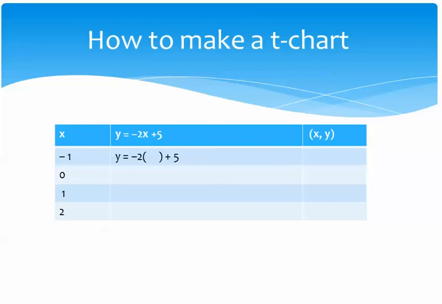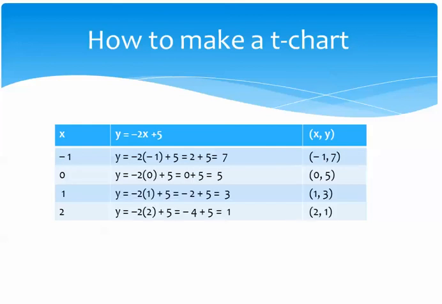In this particular example, we have the linear equation y equals negative 2x plus 5. And I have a domain of negative 1, 0, 1, and 2. What we're going to do is substitute each domain value into the equation and find our range. For the first one, I substitute in negative 1, and I get negative 2 times negative 1 is positive 2, plus 5 is 7. So our ordered pair, the input is negative 1, and our output was 7. That's the first point that we would graph.